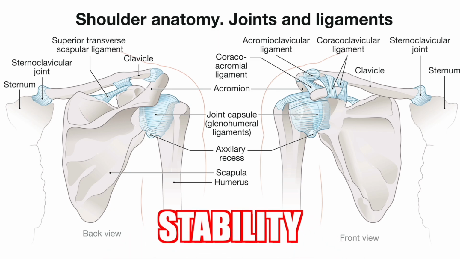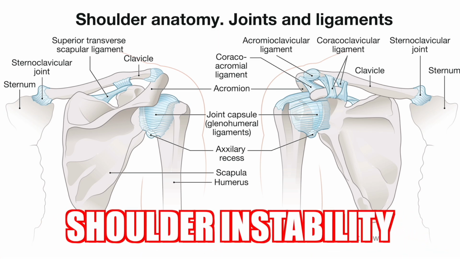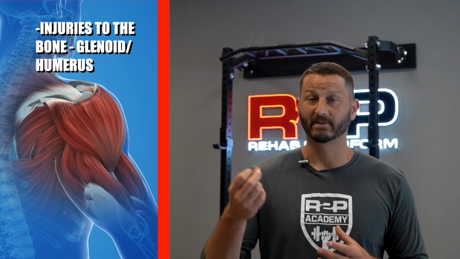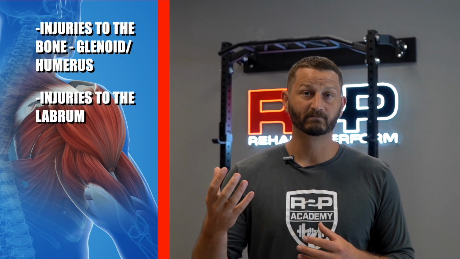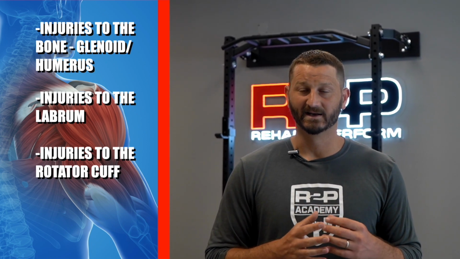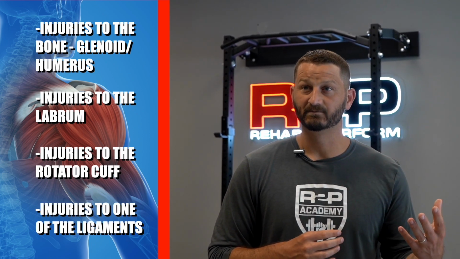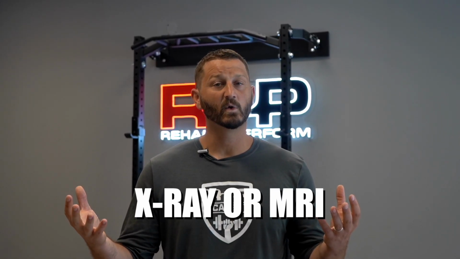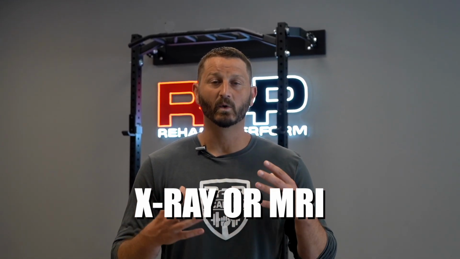So when we have a trauma, such as a shoulder instability through subluxation or dislocation, we oftentimes get injuries to the bone at the glenoid and the humerus. We get injuries to the labrum. We get injuries to the rotator cuff, and occasionally we can get an injury to one of these ligaments as well. And that is where different imaging, such as x-rays and MRIs, can give you a clearer picture as to exactly what all was involved and the severity of what was involved with your injury.